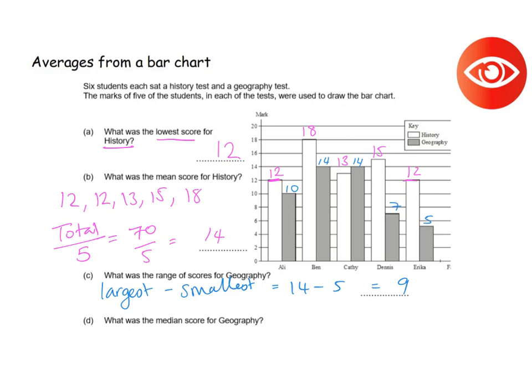And then the median score, we've got to put the numbers in order. And we're going to find the middle number, which is 10. But we make sure they're in order.